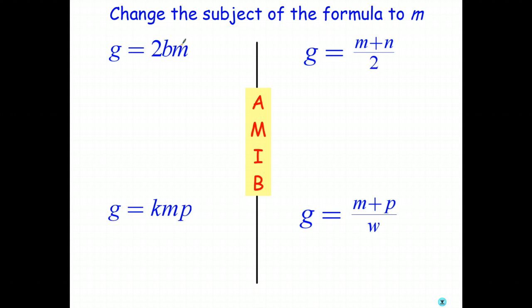So what we need to do is divide, and we don't have to just divide by a single factor. We can actually divide by 2b, because m is multiplied by 2b, and therefore I can divide by 2b on the left. 2b cancels out 2b, or if you prefer, 2 divides out 2, b divides out b, and that leaves me with just m equals g over 2b.